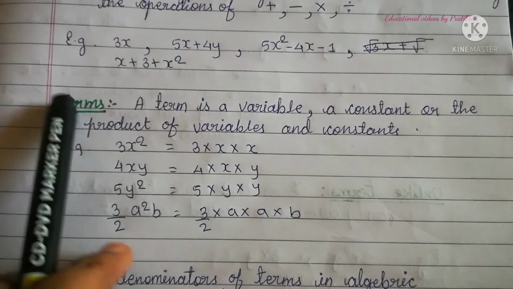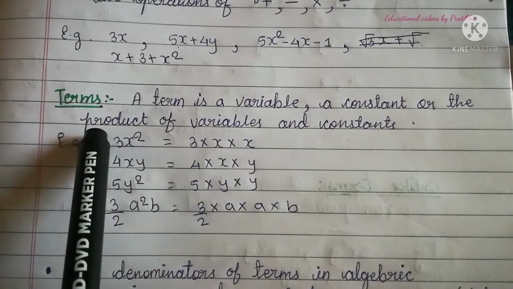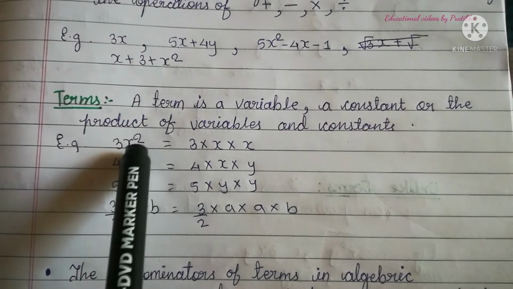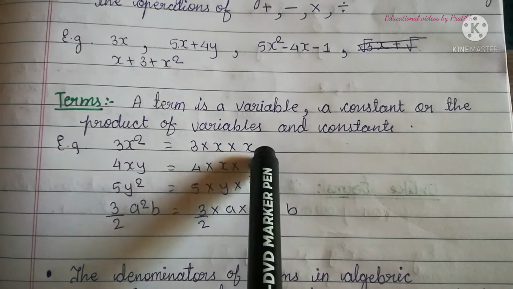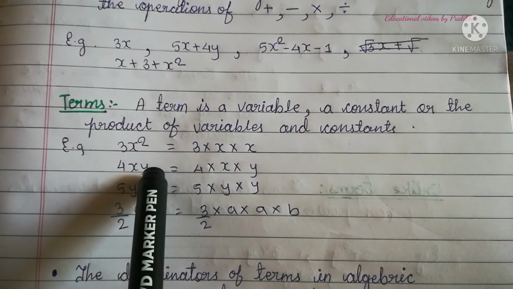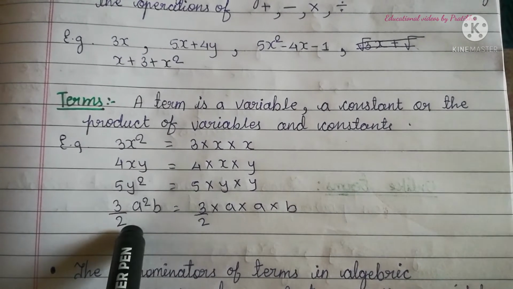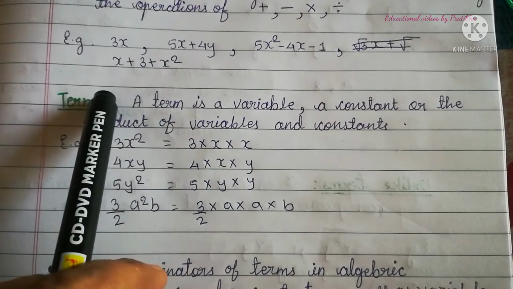Then the next is terms. A term is a variable, a constant or the product of variables and a constant. It can be only a variable, only a constant or a product, like 3x square. Here 3 is a number, then x, the variables are used. 4xy, here 4 is a number, then variables. 5y square, 3 by 2 a square b. These all are terms.